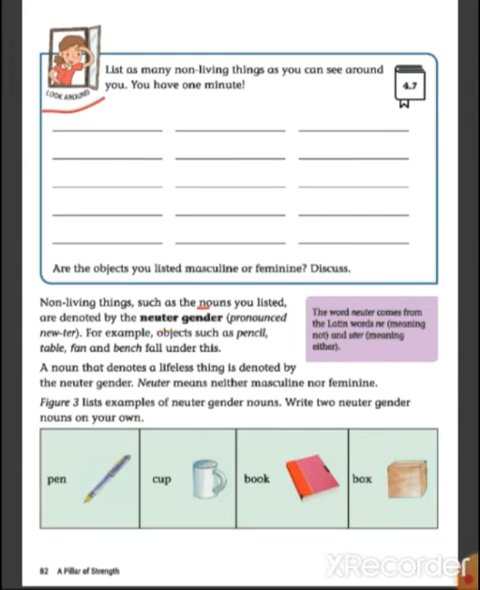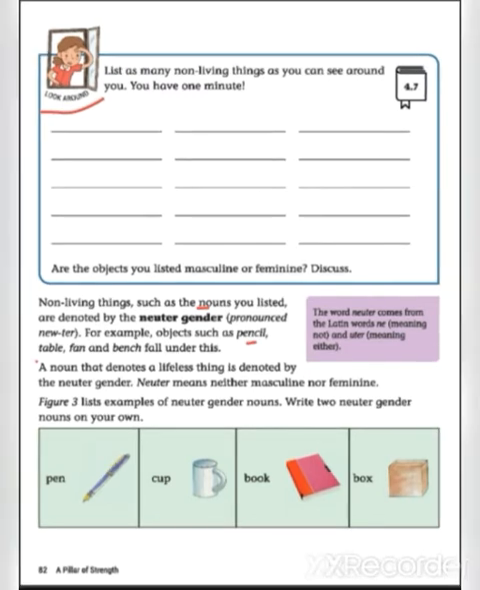For example, objects such as pencil, table, fan, and bench fall under this. A noun that denotes a lifeless thing is denoted by the neuter gender. Neuter means neither masculine nor feminine. In figure 3, examples of neuter gender nouns. Write 2 neuter gender nouns on your own.